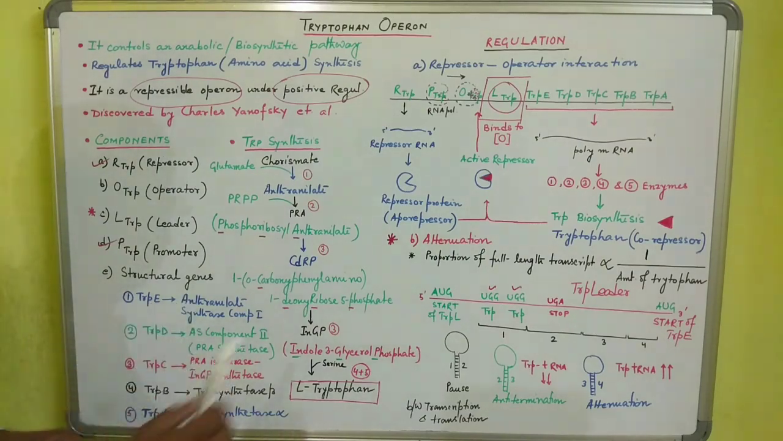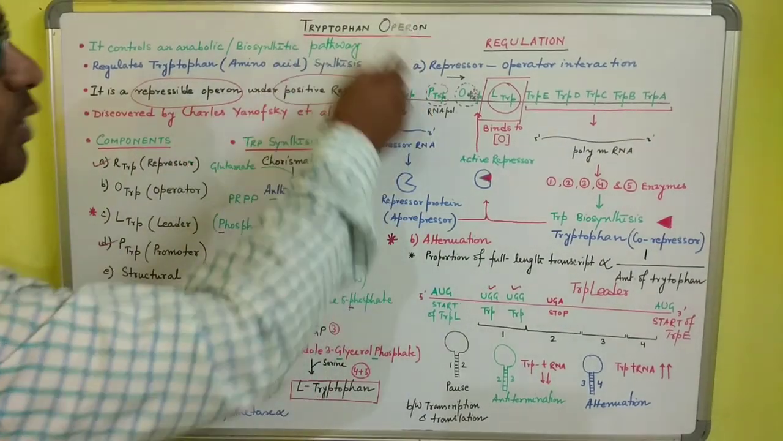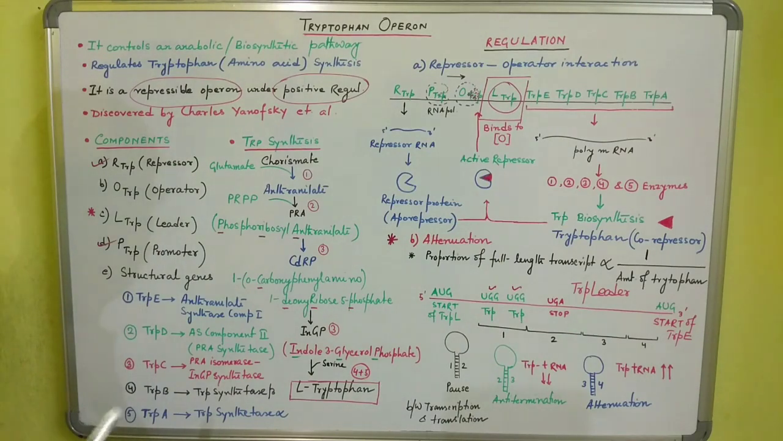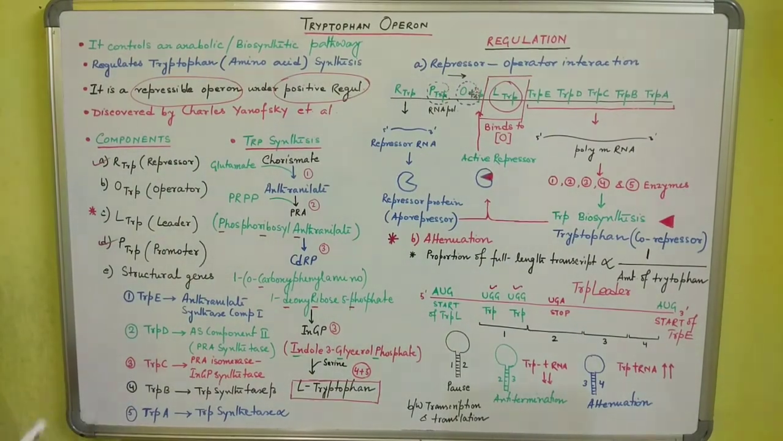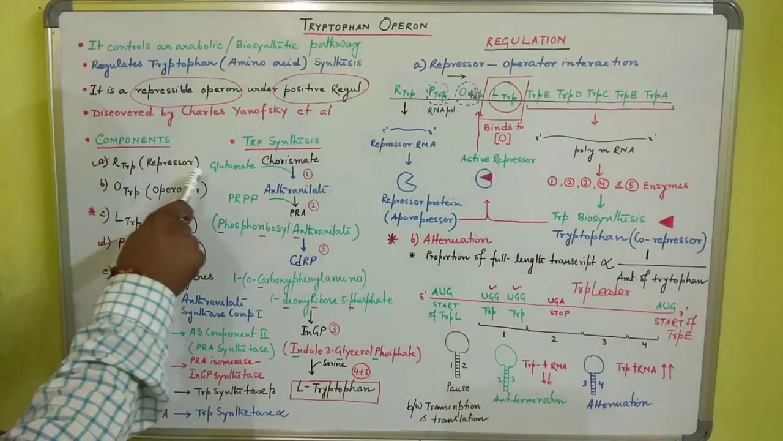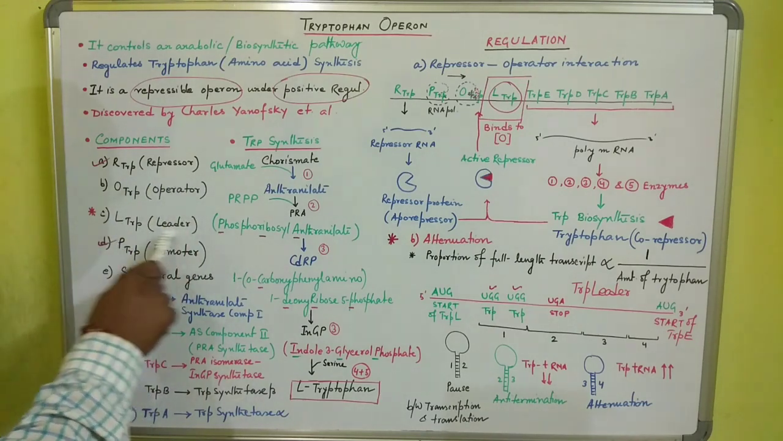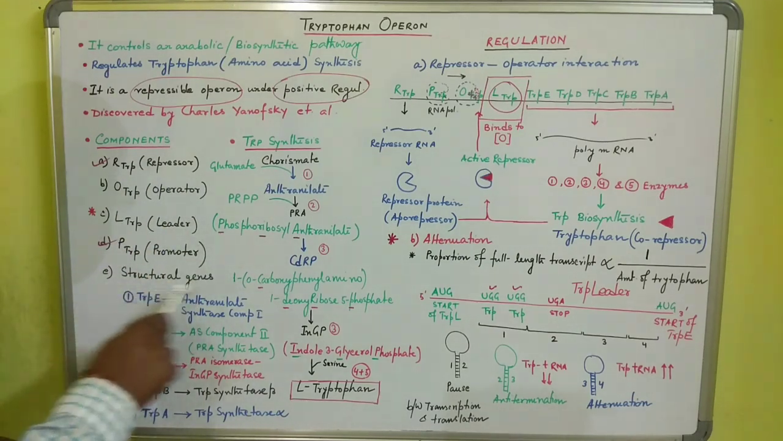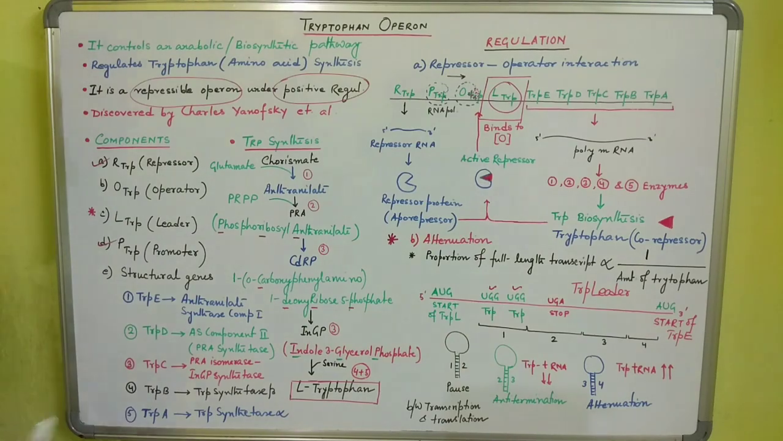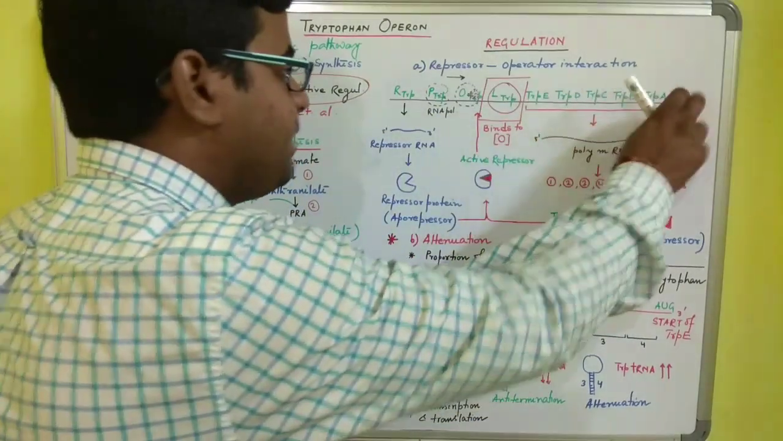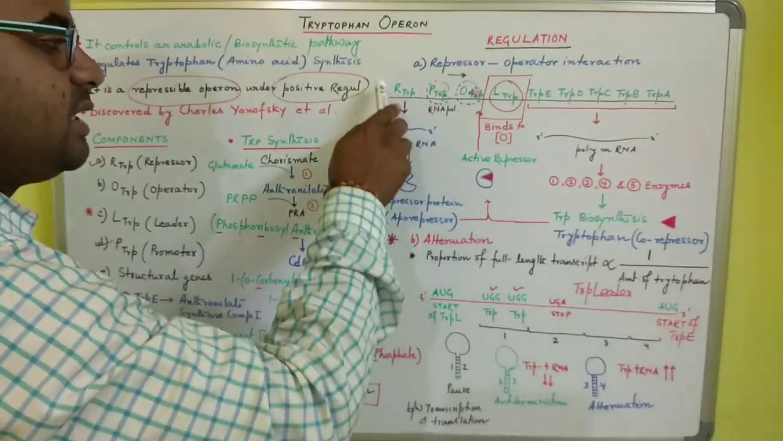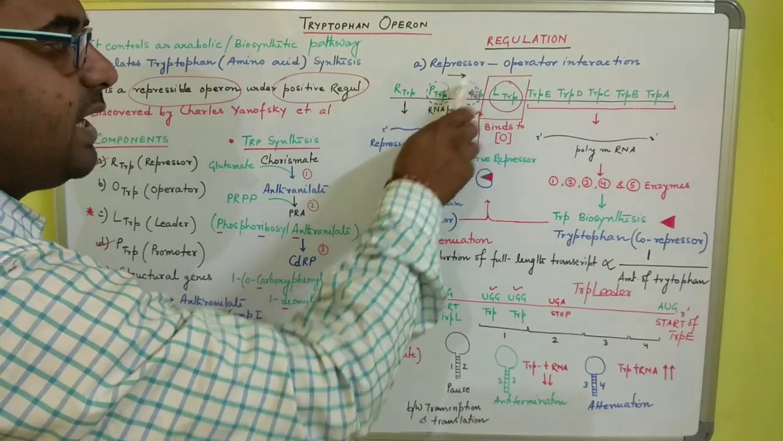Now just have a look at the different components of this tryptophan operon. So what are the components? The components are the repressor sequence, the operator sequence, the leader sequence, the promoter sequence, and the structural genes. Now they are arranged in this manner. So this is the repressor sequence, this is the promoter and operator.